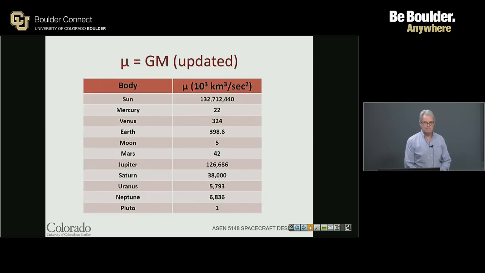A little bit about this parameter called mu, in kilometers cubed per second squared. If you look at various bodies, you've got the Sun at the center of the solar system, sitting at a very large number, and then the other planets next to it: Mercury, Venus, Earth, the Moon, and Mars. You start to get an impression that if you get anywhere near the Sun, because of the Sun's ability to gravitationally attract, the Sun is going to be the dominating force.